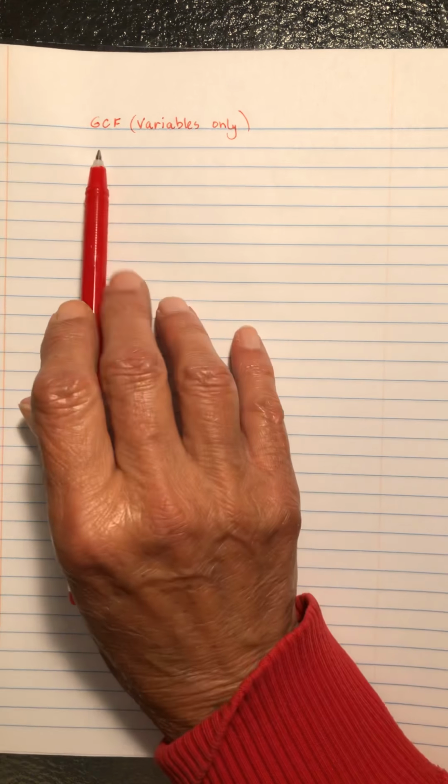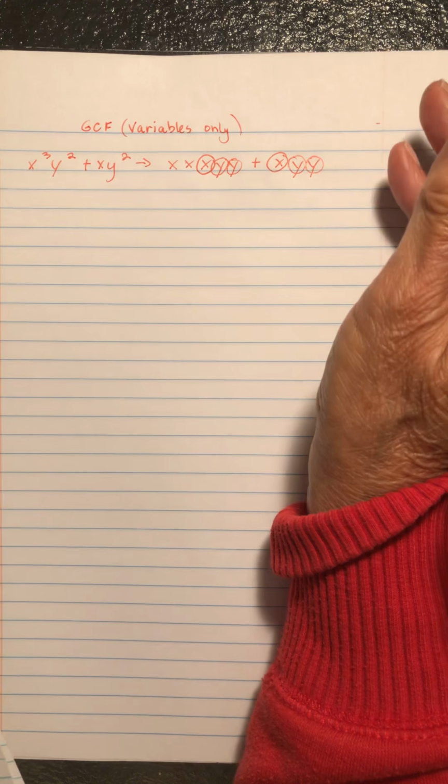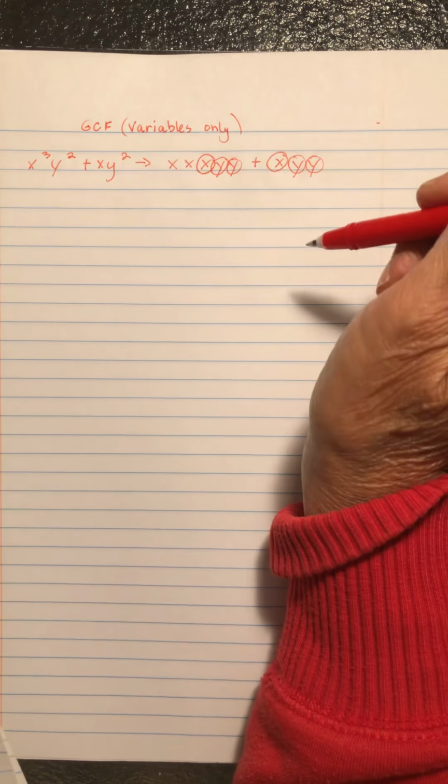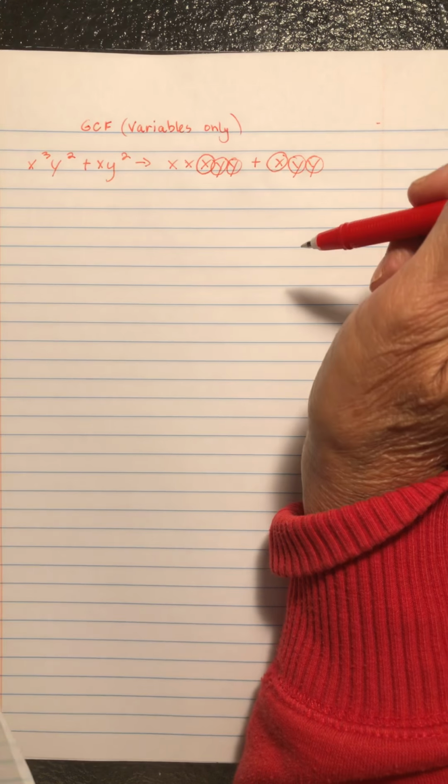Well, here's a y and here's a y. Oh, they have another y and another y, but that's it. These two x's, they don't have in common, so that's going to be part of our remaining factors. So what does that look like? Write these once. xy squared is the GCF.